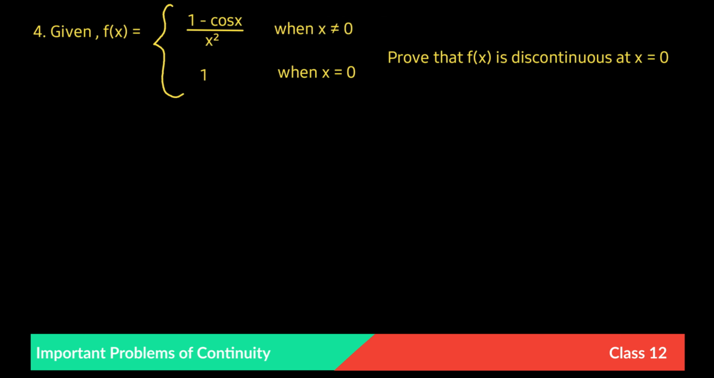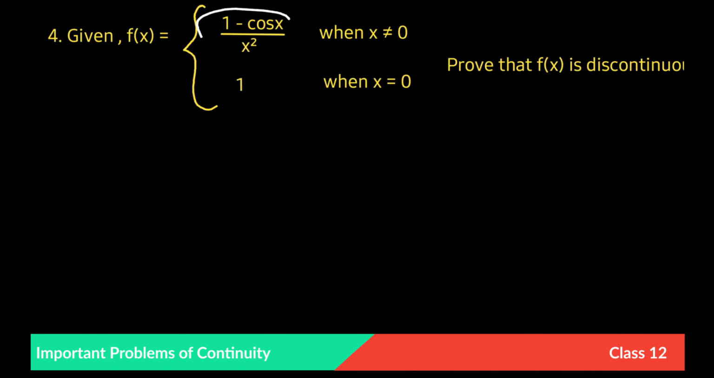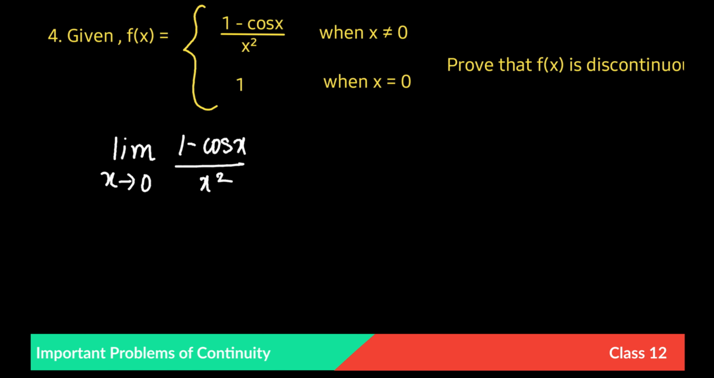What is said here? It is given f(x) equal to 1 minus cos x by x squared when x is not equal to 0, and 1 when x is equal to 0. Here we have to prove that f(x) is discontinuous at x equals 0. So here we will find the limiting value of this function. That means when x tends to 0, we have to find the limiting value of 1 minus cos x by x squared. So let's find this. Limit x tends to 0, 1 minus cos x by x squared.